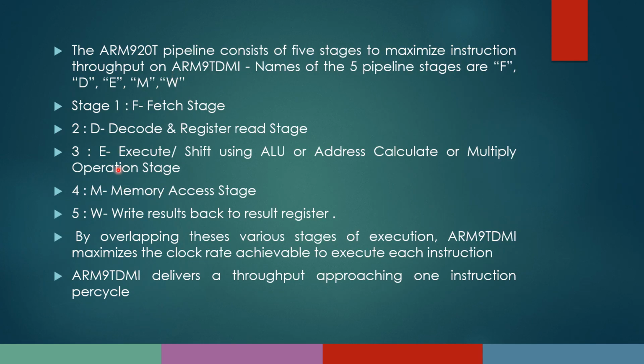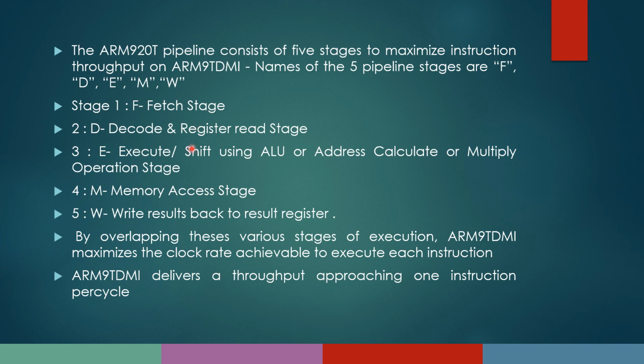So remember these 5 stages. The first one is the fetching stage. The next one is decoding and register reading stage. Then executing using the arithmetic and logic unit, or calculating the address, or multiply operation stage. So these operations take place in the third step. Then it has to access the memory and finally write the result back to the register.